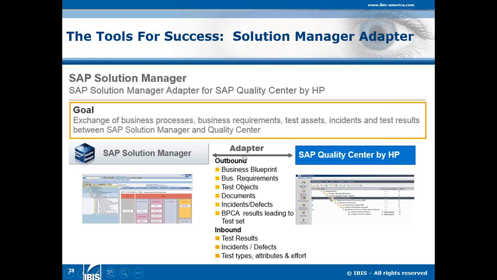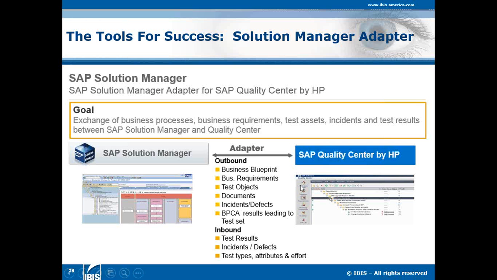And what are the things that we can push and pull from and to Solution Manager to Quality Center? It's the blueprint. It's the structure here that you see defined in Solution Manager, then again over here in Quality Center. It's business requirements, it's functional requirements, it's test objects such as my T-codes, it's documentation. Documentation could be a requirements document, it could be a config spec, it could be a link to a business process procedure or a work instruction.